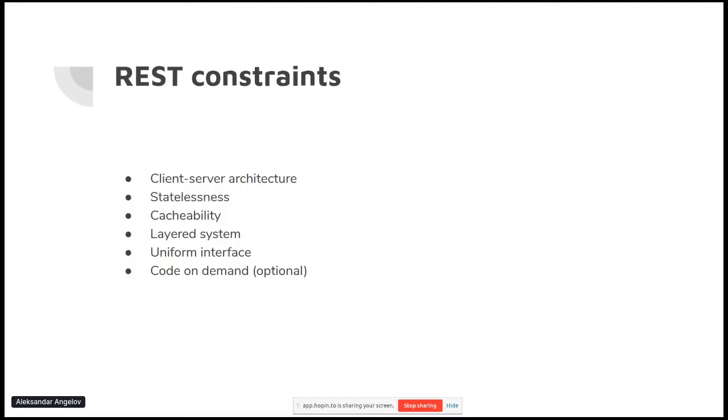Layered system. So the next one is the layered system. A client cannot ordinarily tell whether it is connected directly to the end server or to an intermediary along the way. If a proxy or load balancer is placed between the client and the server, it won't affect their communication, and there won't be a need to update the client or the server code. Intermediate servers can improve system scalability by enabling load balancing or by providing shared cache.